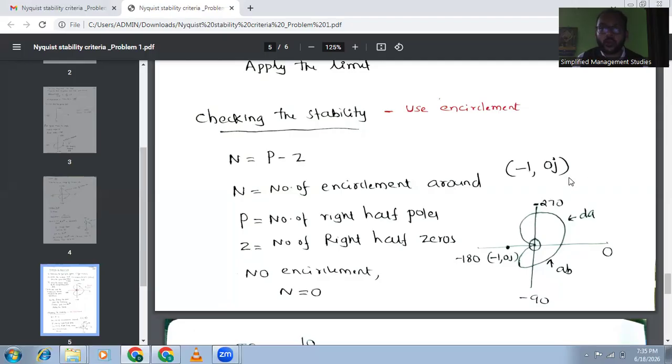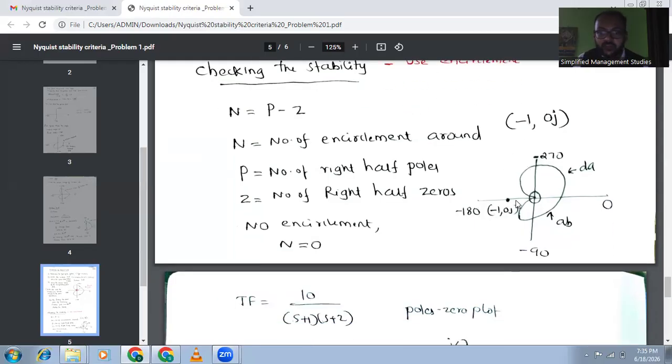Around the center point. Okay, around the center point. The center point is treated as minus 1 plus 0j, or minus 1 comma 0j. Minus 1 is the real axis, 0j is the imaginary axis. You have to trace this portion first. Okay, this point you have to trace out first. Here I can say that this is my center point, minus 1 plus 0j. It is a reference point. It is very, very important.